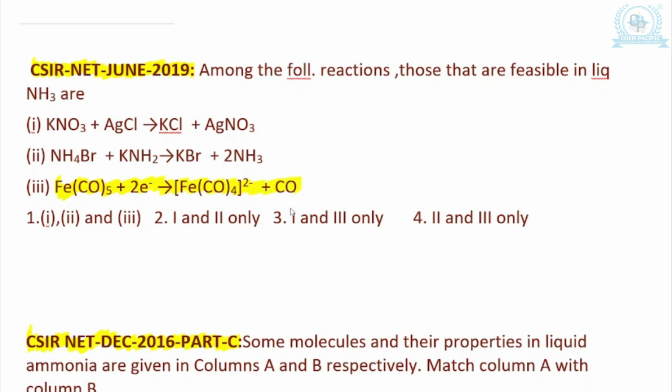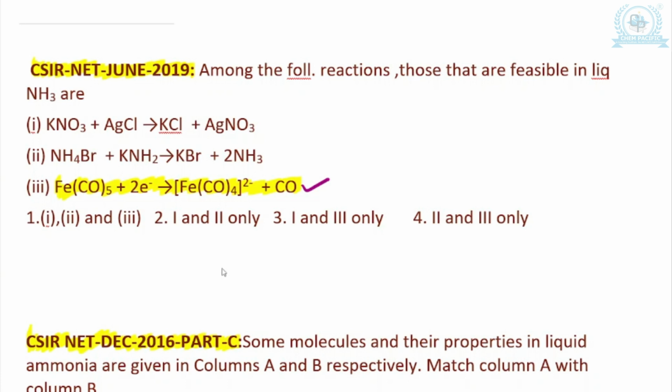Why and how? Because whenever any alkali metal is dissolved in liquid ammonia, it results in the formation of ammoniated electron. This electron acts as a very good reducing agent, so it can reduce Fe(CO)5 to this. So this is a feasible reaction which we have already discussed.